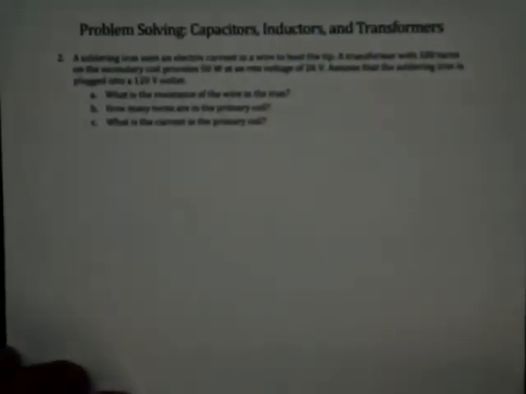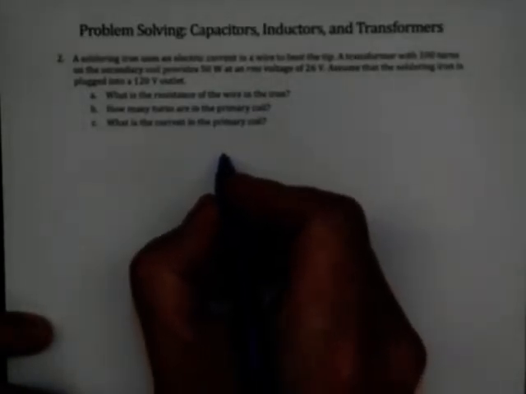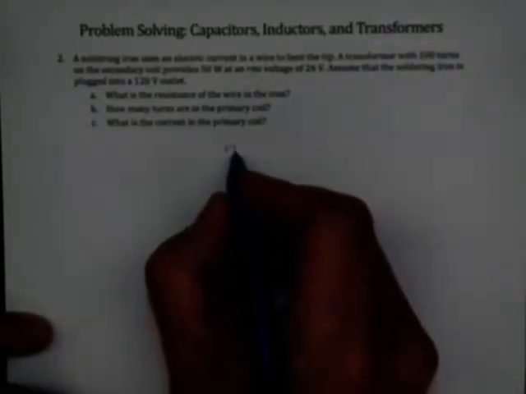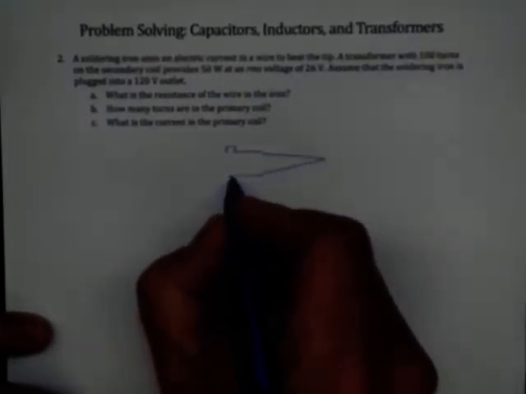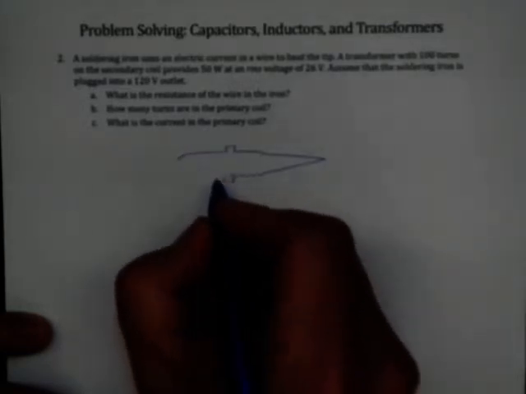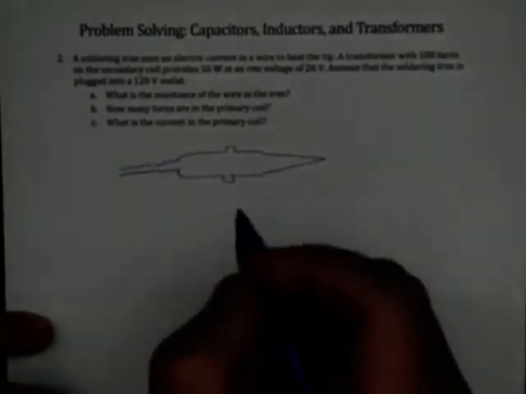The next couple of problems looked at transformers. This one says a soldering iron uses an electric current in a wire to heat the tip. A transformer with 100 turns on the secondary coil provides 50 watts at an RMS voltage of 26 volts. Assume that the soldering iron is plugged into a 120 volt outlet. So it's probably not necessary, but I'm just going to sketch my soldering iron outline here and think about how this thing must be engineered in order to be producing what we're talking about here.